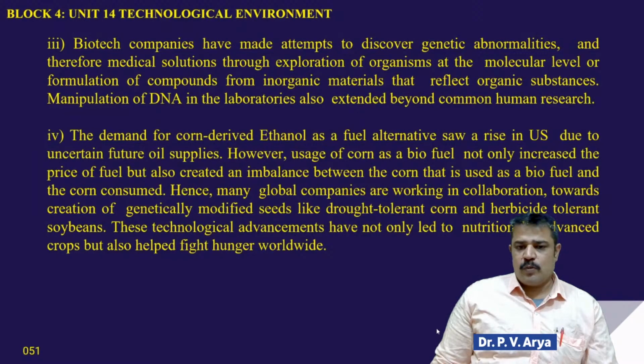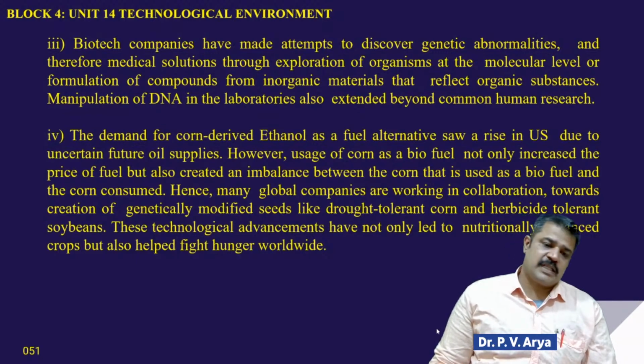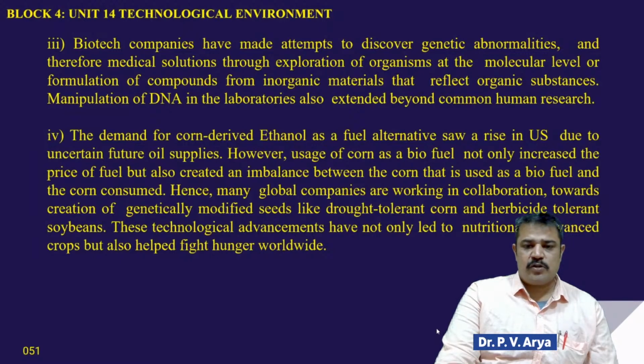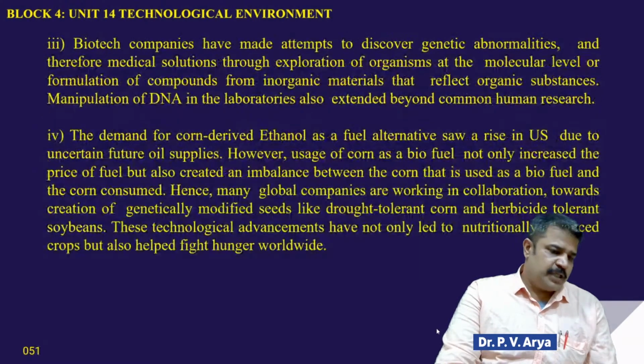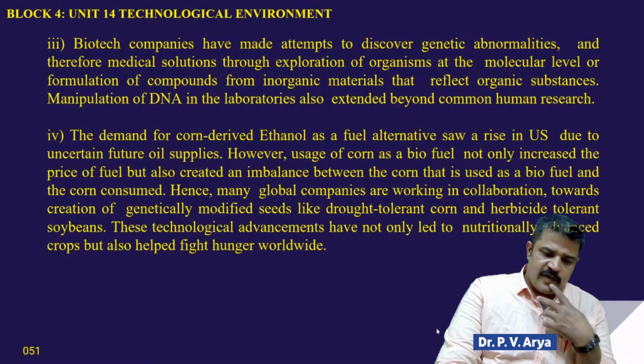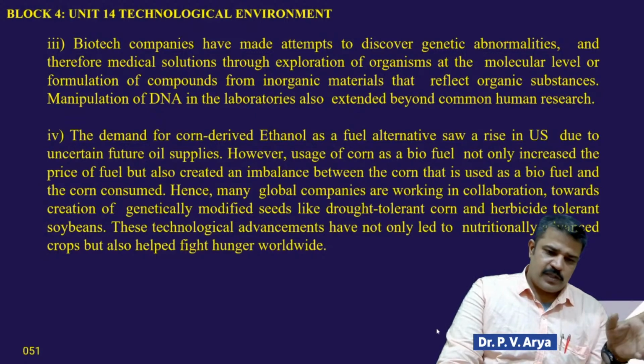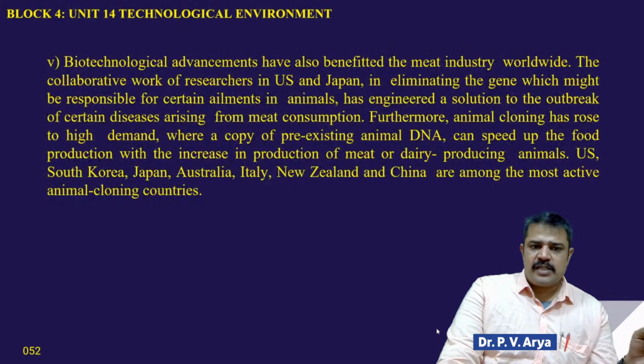Hence, many global companies are working in collaboration towards creation of genetically modified seeds like drought-tolerant corn and herbicide-tolerant soybeans. These technological advancements have not only led to nutritionally advanced crops but also helped fight hunger worldwide. Well, BT cotton is another variety in this regard, which is pest resistant, and advanced varieties are also coming up. The biotechnology advancements have also benefited the meat industry worldwide.